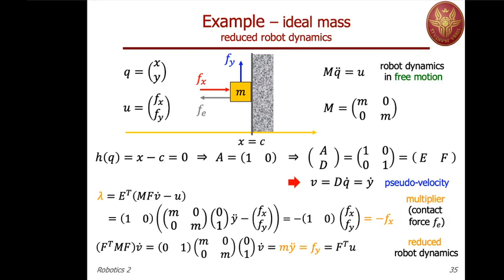So I have highlighted the intermediate result, which is the reduced robot dynamics. And as expected in this very simple case, the only dynamics that matter, which is free of any contact force, is the dynamics of the y direction along the tangent to the surface. So m y double dot equals fy is the single differential equation that describes motion, while lambda equals minus fx is the contact force that we have when we try to violate the constraint.